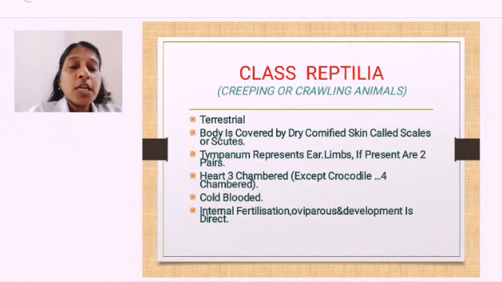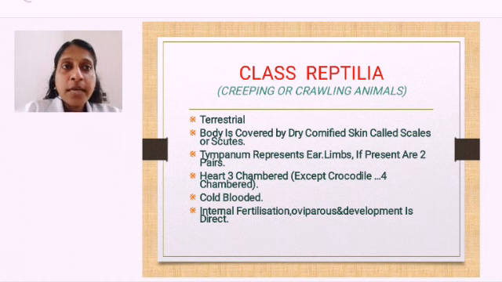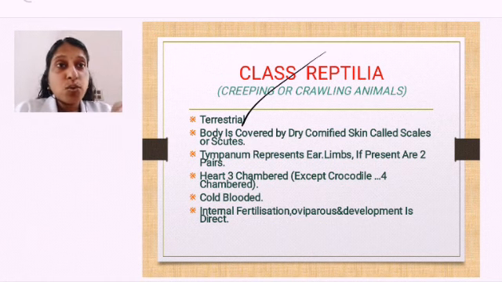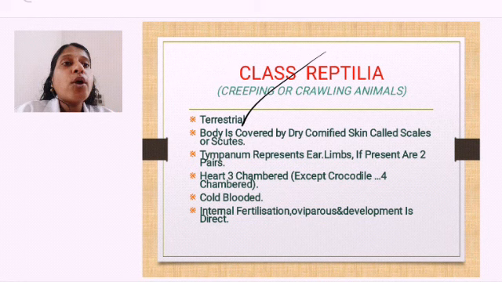So these are all examples of what? These amphibians. Now moving on to the class Reptilia, creeping or crawling animals, terrestrial, right? Reptiles, you know, lizards, crocodiles, all right. The body is covered by a dry cornified skin, okay, a form of protein.